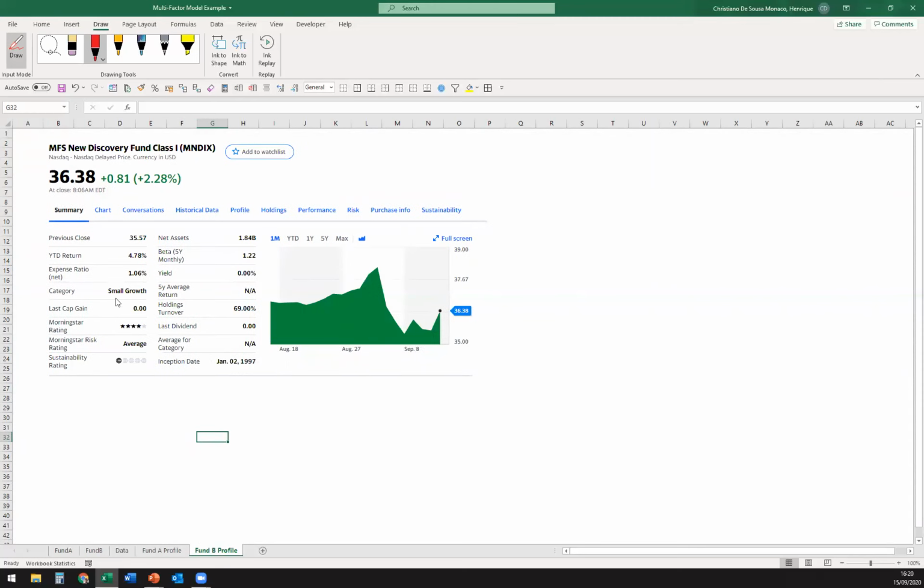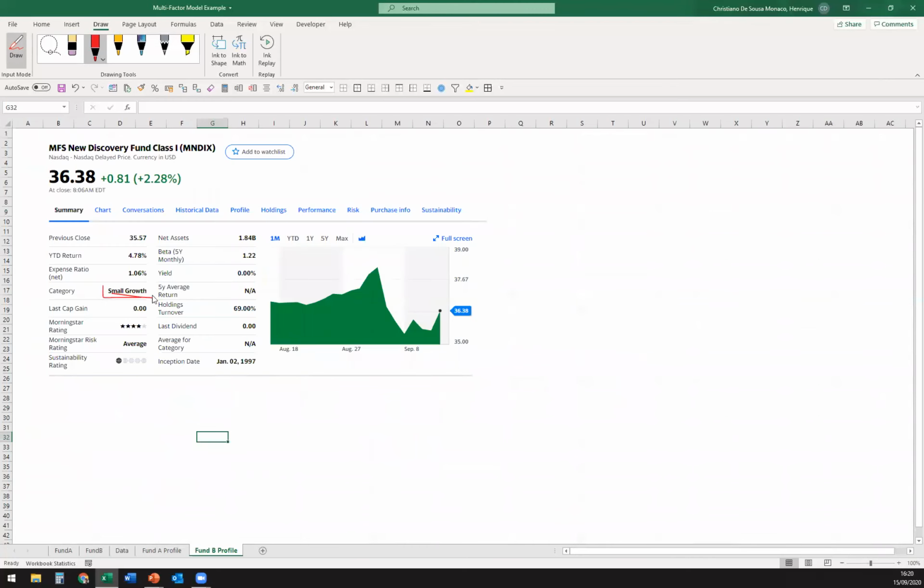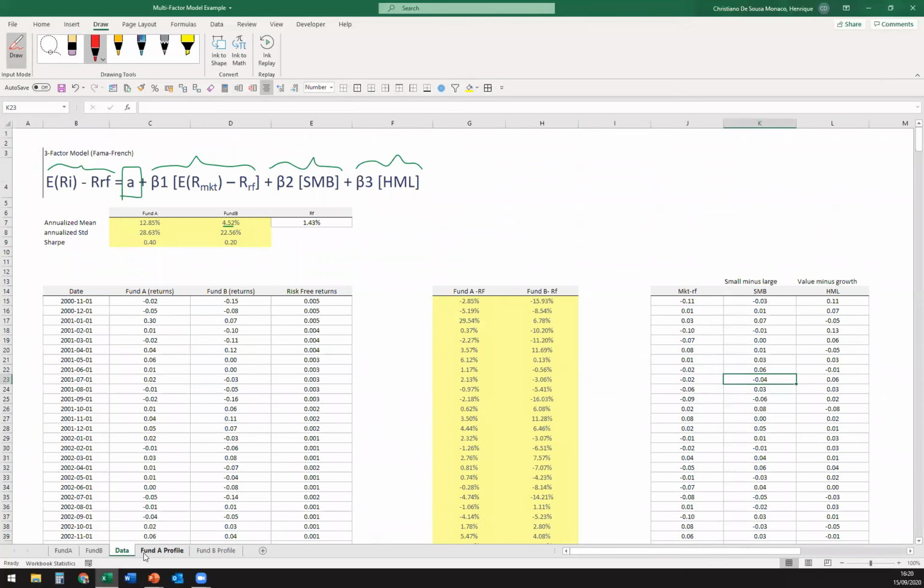Now the Fund B profile, it's a small growth strategy. When small stocks are outperforming large stocks, the fund is doing good, and when growth stocks are outperforming value stocks, or here the opposite, the fund is doing good. So it's a small growth strategy here as well, as we can observe. So this is the regression, the multivariable three-factor Fama-French model that you can run to evaluate the performance of investments or funds, accounting for known factors that would influence returns. All right.